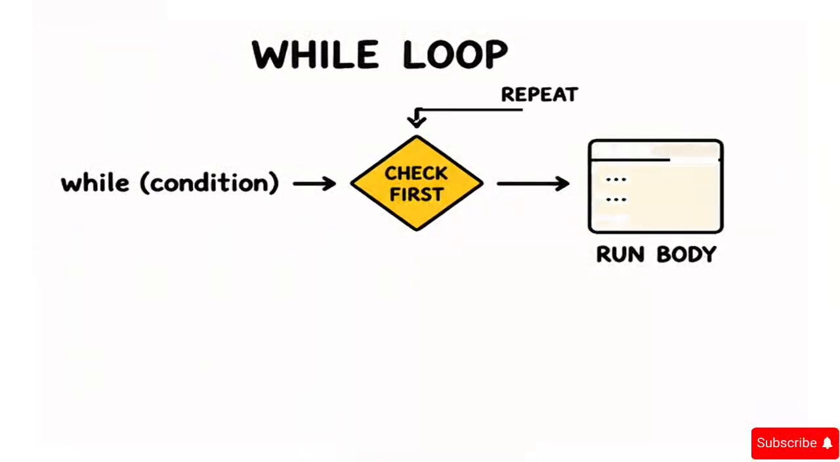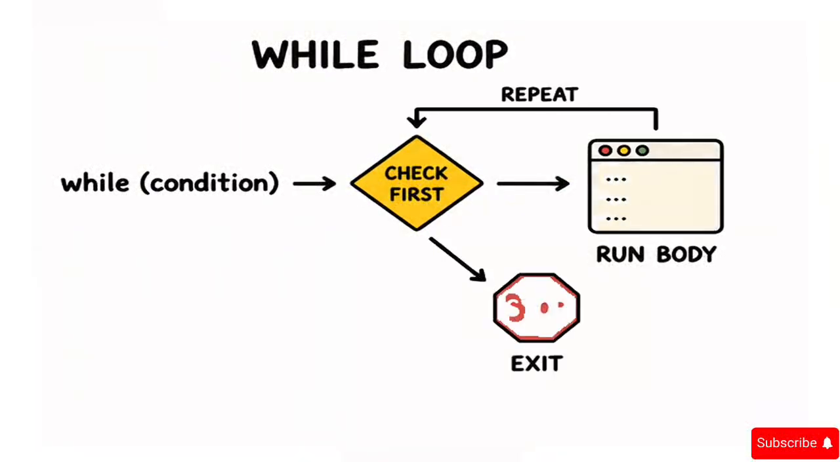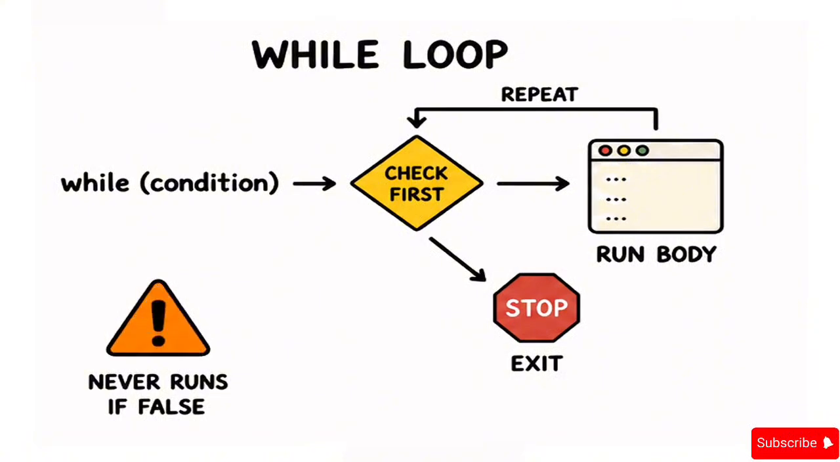The while loop runs as long as a condition is true. It checks first, then runs the body. If the condition starts false, the body never runs. Use while when you do not know how many times you will repeat.